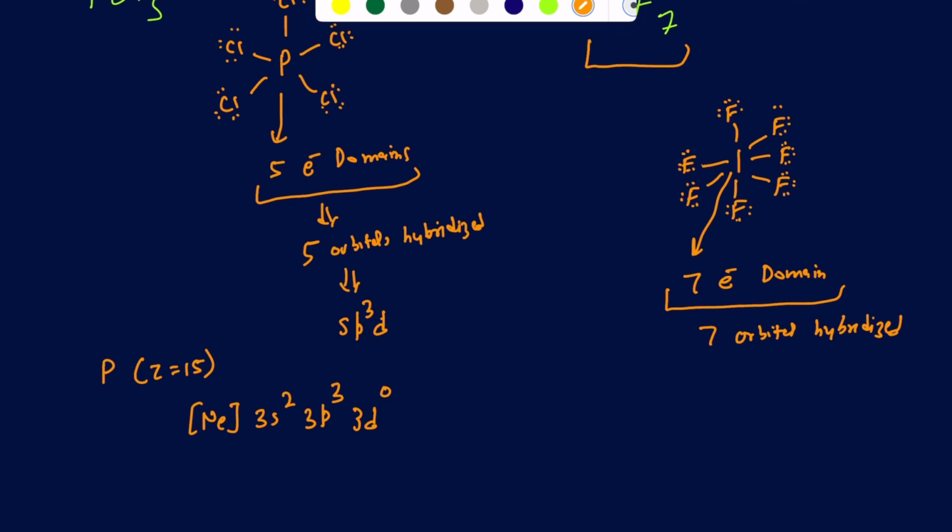Now, how do I get 7? Well, I'm going to start from s, obviously. I can only get 1 from s, and then I'll go to the p. How many can I get from p? I can get 3 from p. So that's only four so far. I still need three more, so then I go to the d, so that would be sp3d3 because I need a total of seven hybrid orbitals.